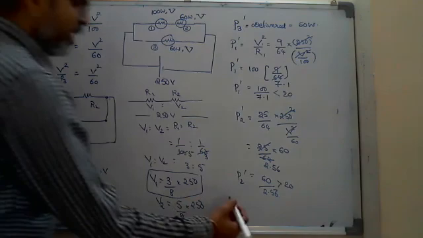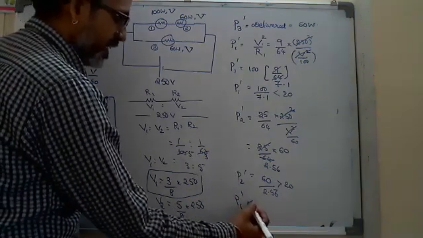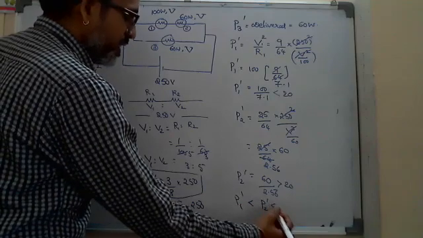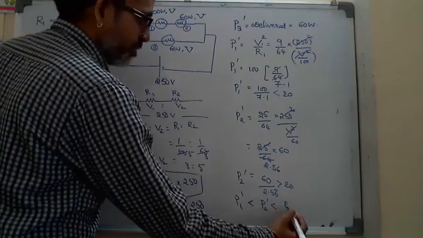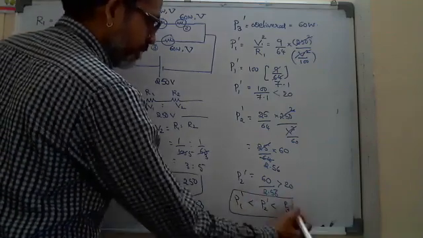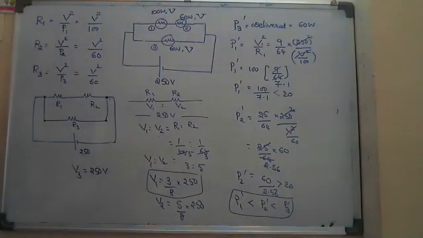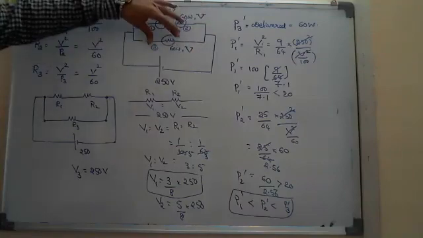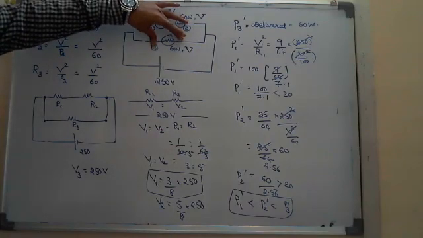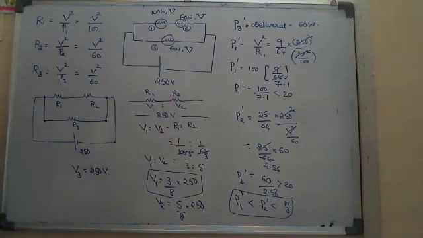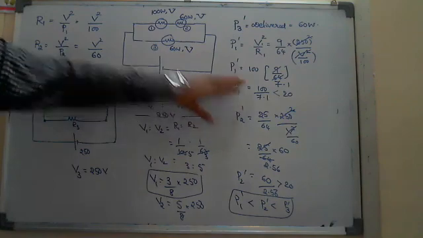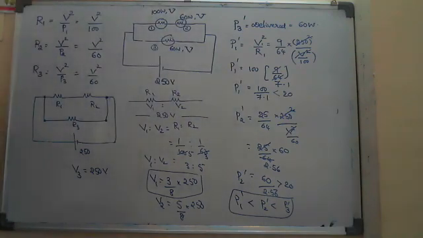So I can say P1 dash is less than P2 dash is less than P3 dash. So which one will glow more brightly? P3 is more. That's why the third bulb will glow more brightly. And which one will glow more dimly? If they ask, P1 dash is the weakest one. The 100 watts bulb will glow more weakly.